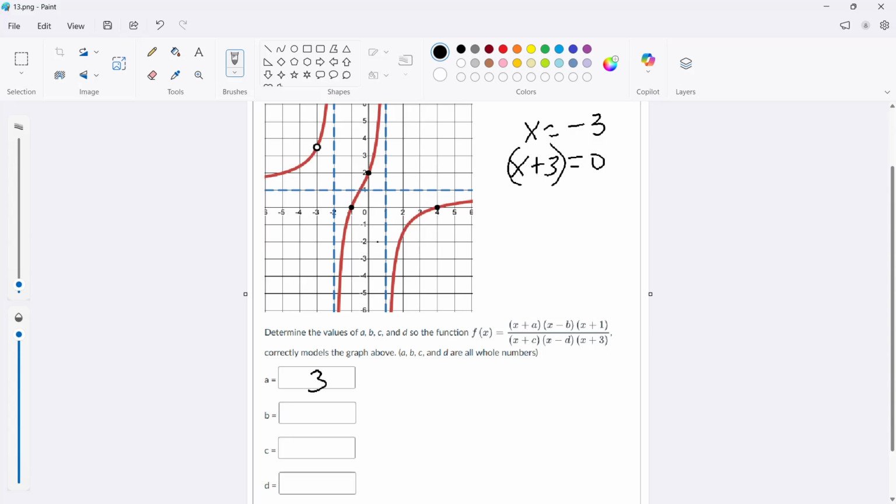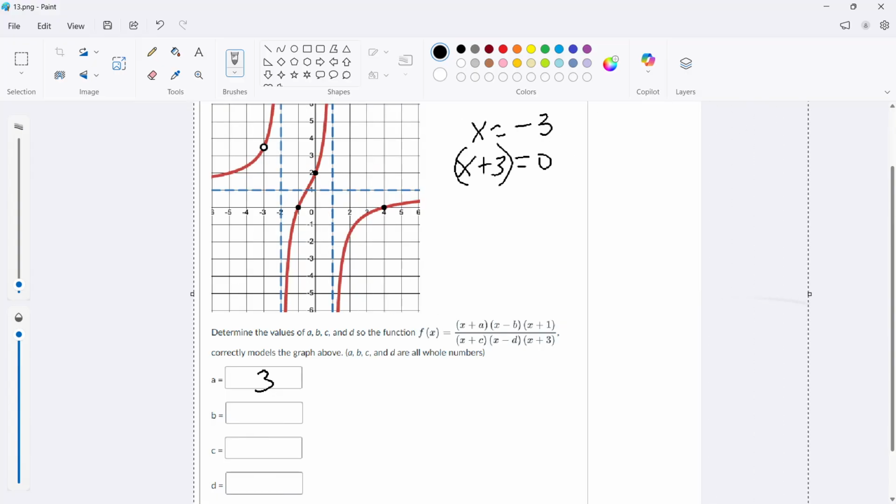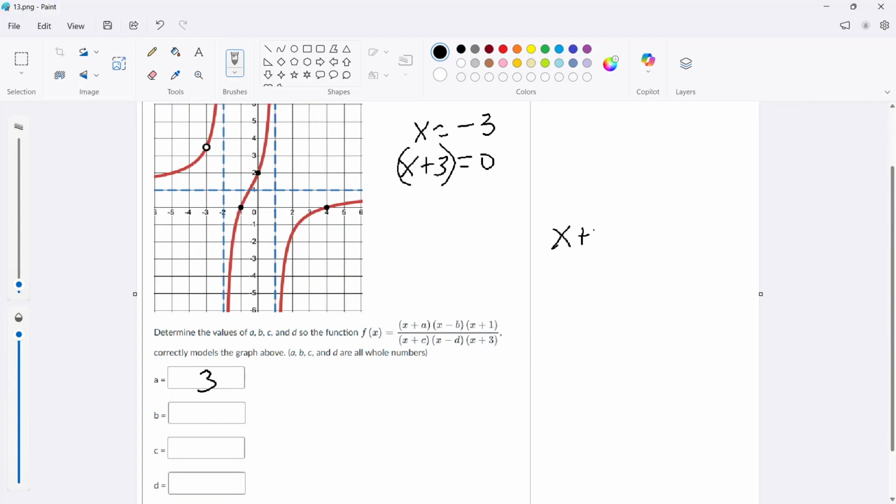I guess you could also say B is negative 3, because x minus negative 3, but I'm not sure if they accept negative values here. I don't think they do. So A is 3. So what else do I have? I'm just going to write the function as I have it. I've got x plus 3. I've got x plus 1. On the bottom, I have x plus 3. I'm just going to write in what I have so far.